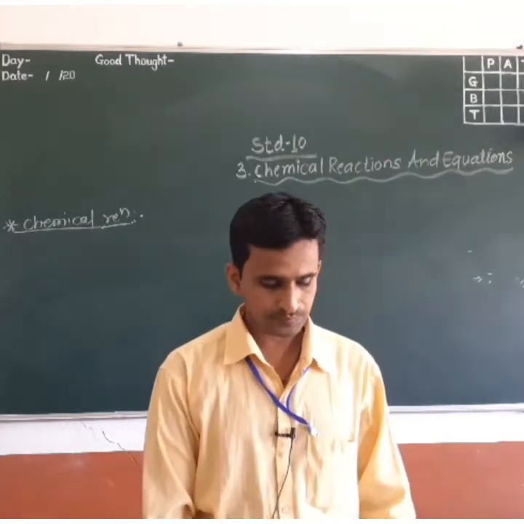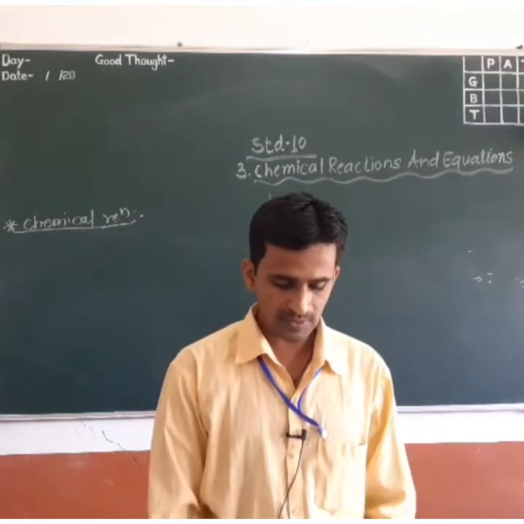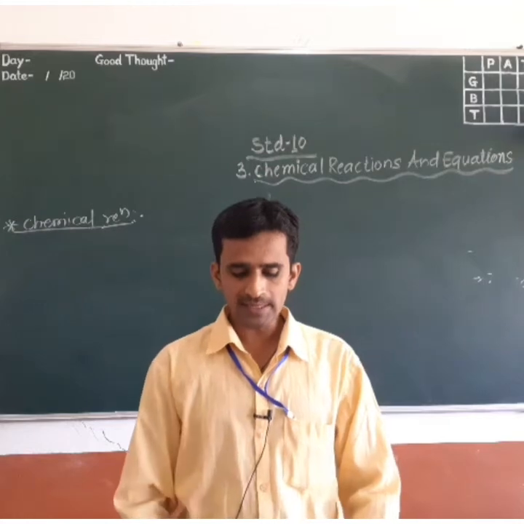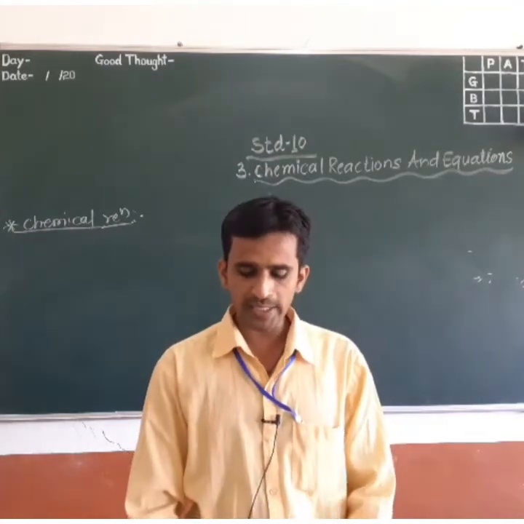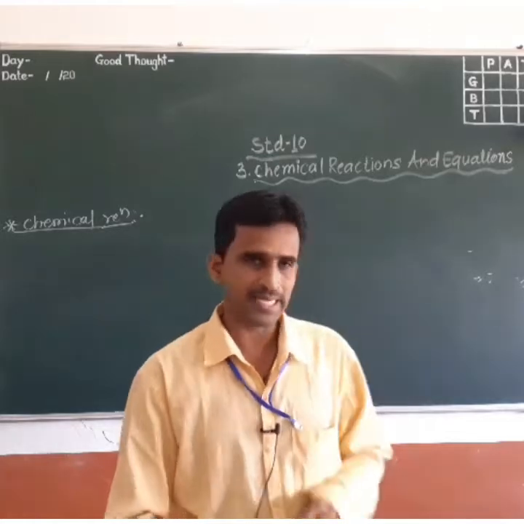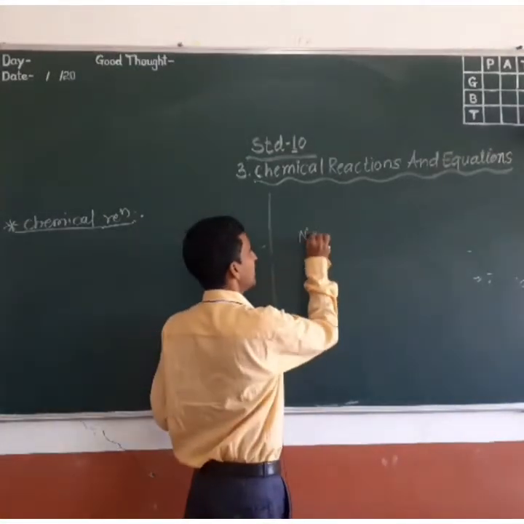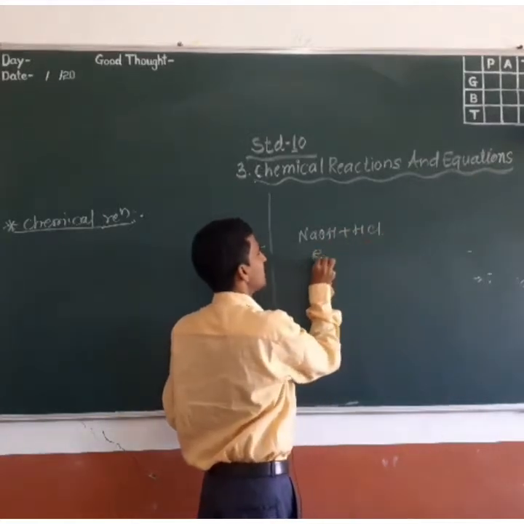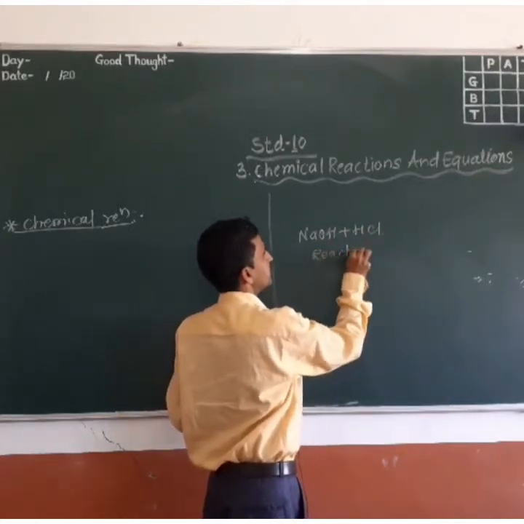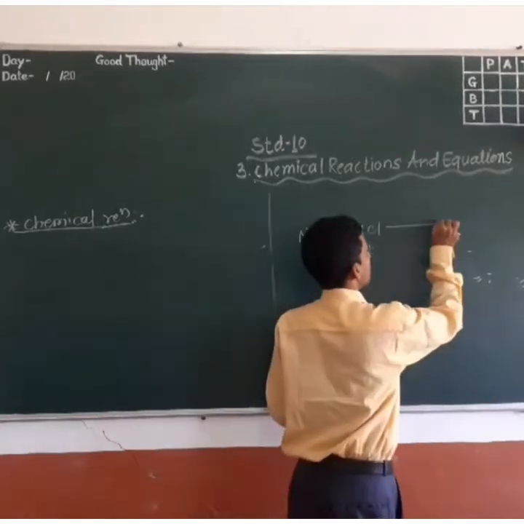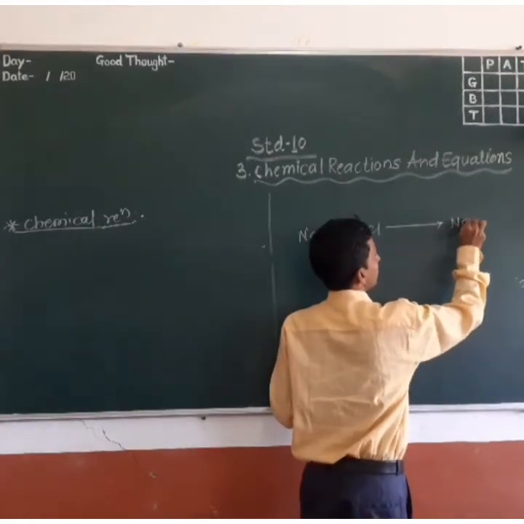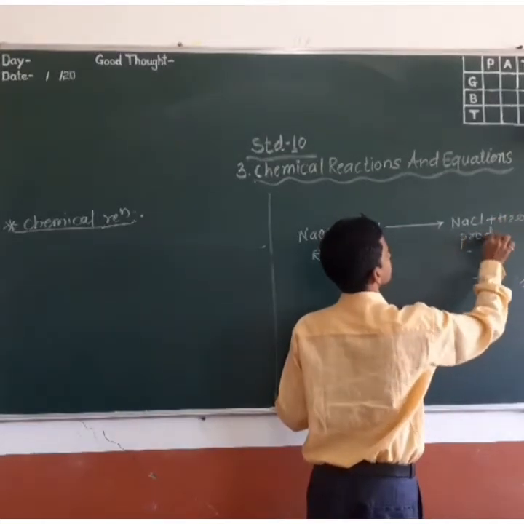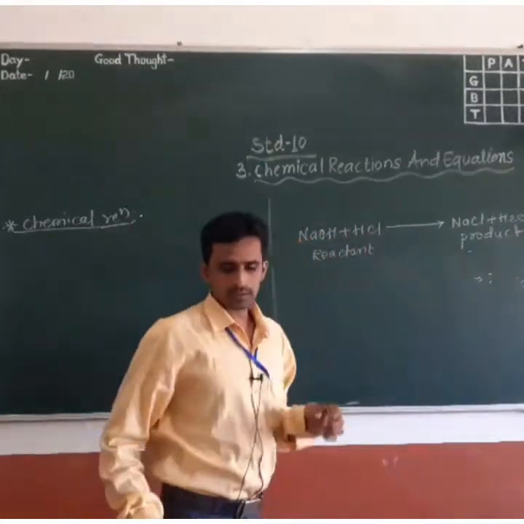Next one, an arrow heading towards the product is drawn between them. The arrow indicates the direction of the reaction. For example, NaOH plus HCl are the reactants, and the arrow leads to the products NaCl plus H2O. This is an example of a reaction.